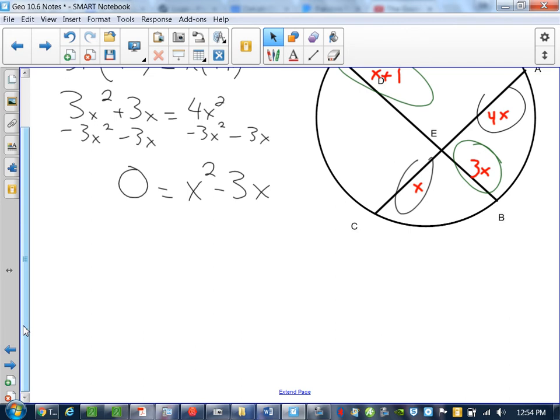So the first rule of factoring is to find the GCF. What do these two terms have in common? X. So I can factor out an x. You're welcome.